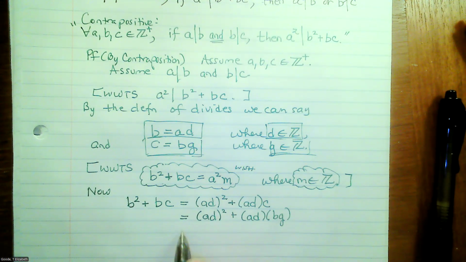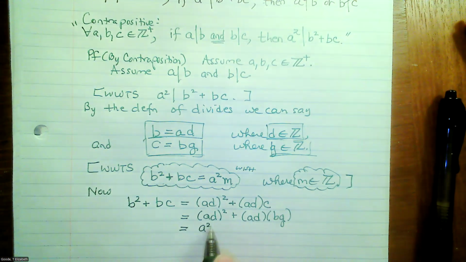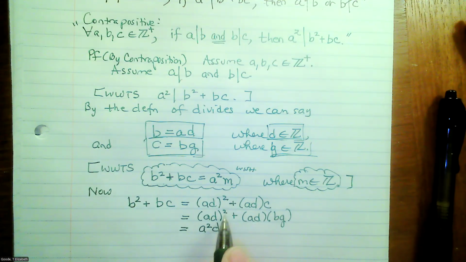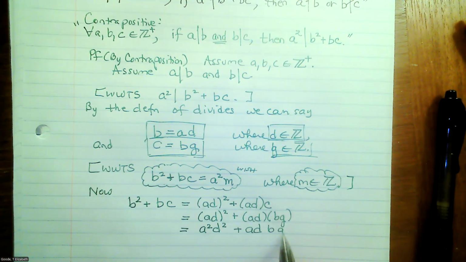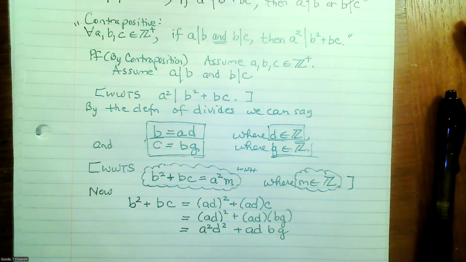And if we take a close look at what we have here, we have an a squared d squared because this power of 2 does distribute across the factors. And we do have an a squared in the first term, but we don't have an a squared in the second term. We only have an a. That's not enough. So how are we going to remedy that?